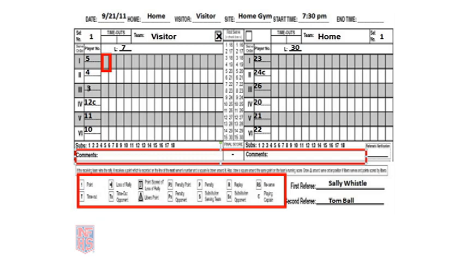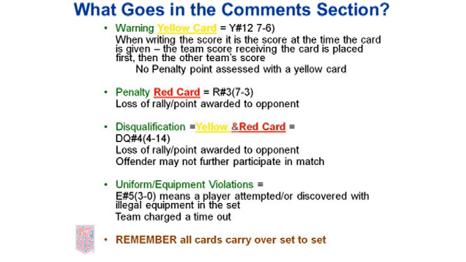What goes in the comments section? A warning, yellow card: Y, number 12, 7-6. Y means yellow card, to whom it was given, the player number or coach, and the score. When a score is written, it is the score at the time the action occurs. The team who is given the card, their score is written first, then the opponent's score. So in this example, the visitor team had 7 points and the home team had 6 points. There is no penalty point given with a yellow card.